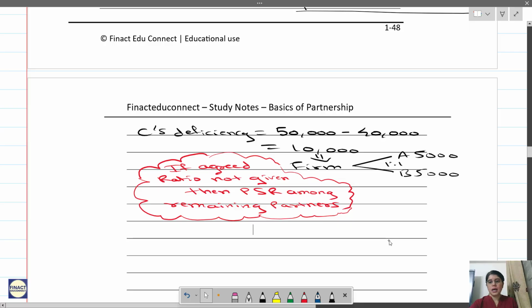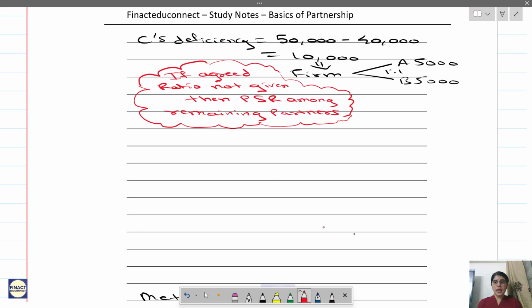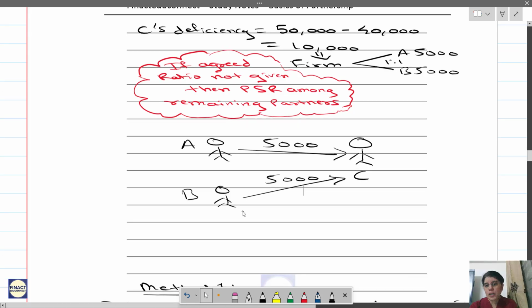Yes, ma'am. So now see here. What is happening here? A and B have to give it to C. Correct? A and B have to give it to C. So this is C. And A and B both are giving how much? 5,000 each to C. Correct? Now the first method is that we directly adjust it in the profit and loss appropriation account.